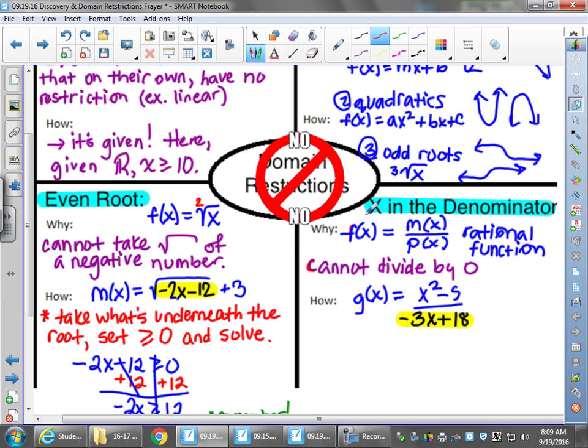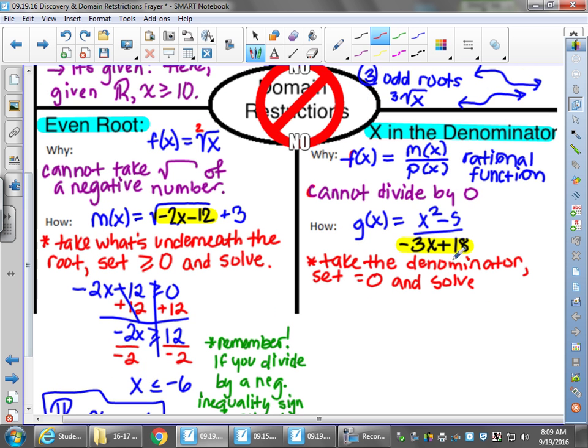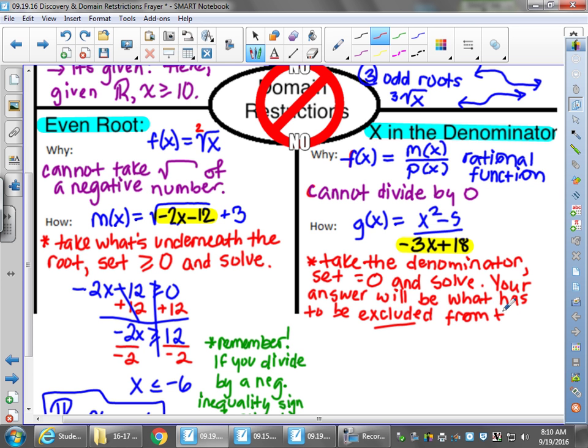So the how, like we talked about in our warm-up: take the denominator, set equal to 0, and solve. Your answer will be what has to be excluded. If you're running out of room, just write on the back. Take the denominator, set equal to 0, and solve. Your answer will be what has to be excluded from the domain, because that's what makes it equal to 0.